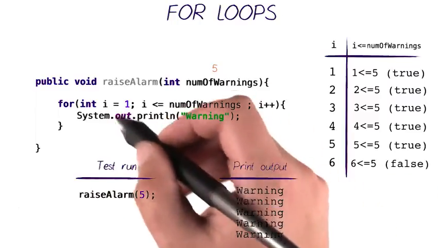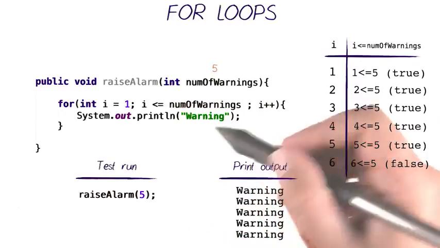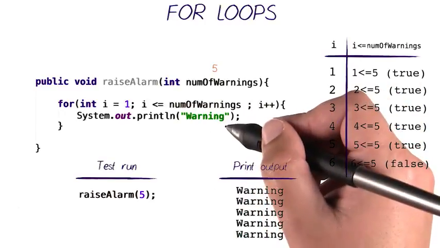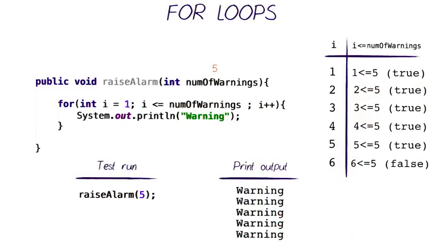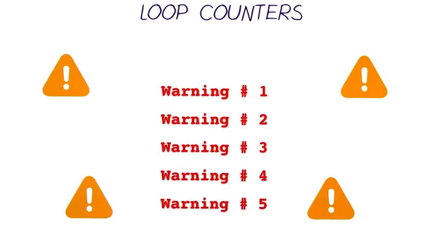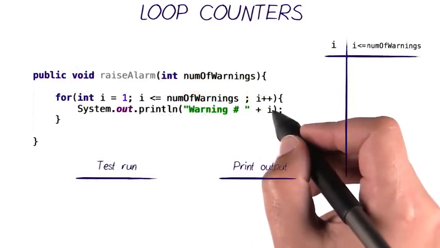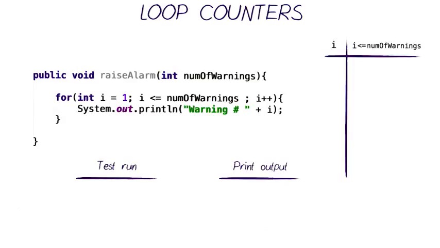Notice that this loop counter here is not only there to control how many times the loop should iterate, it can actually be used inside the loop as a variable. Let's see how. Say for example you want to change the warning message to actually say the number of the warning it's displaying, like warning number 1, warning number 2, 3, 4, and 5. This can be done by simply concatenating our variable I to our warning message here.